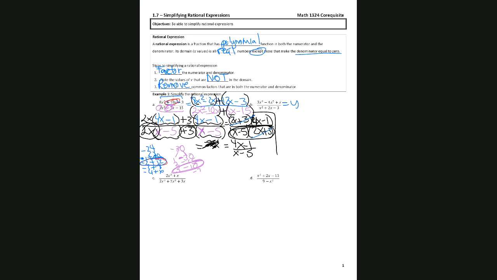Now, if you were asked to find the domain, you will have to exclude positive 5 because that will cause that denominator to equal 0. But we should also consider this factor when finding the exclusion for the domain. Now I'm going to move on to the next problem.